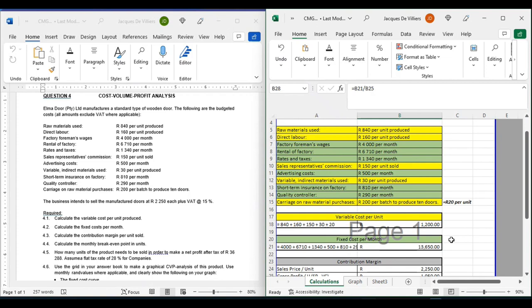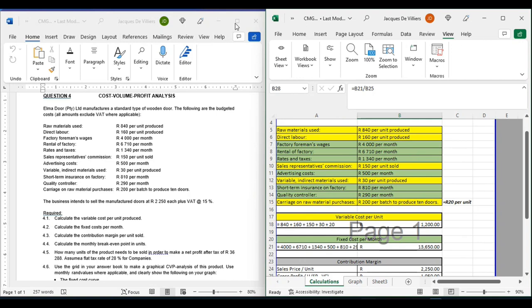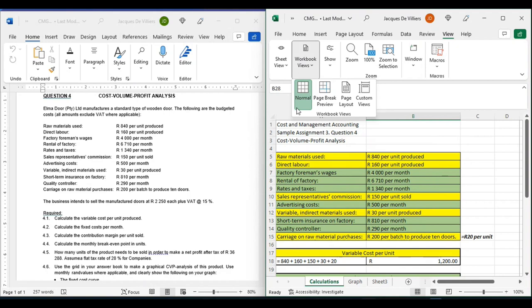Just change my view here a little bit. I think that's confusing. Let's go to normal, and it doesn't have that little thing in the background. Okay.